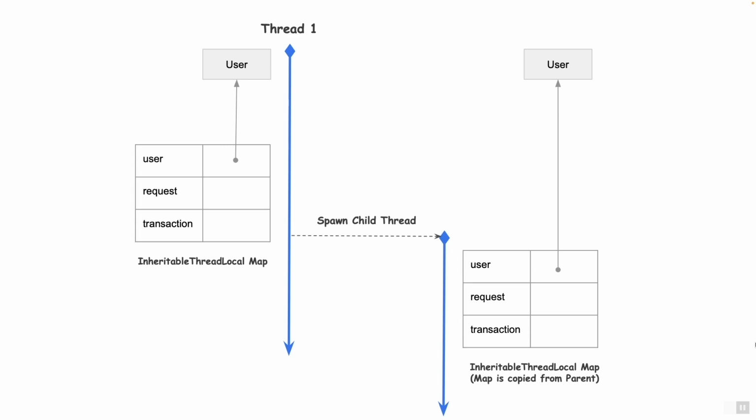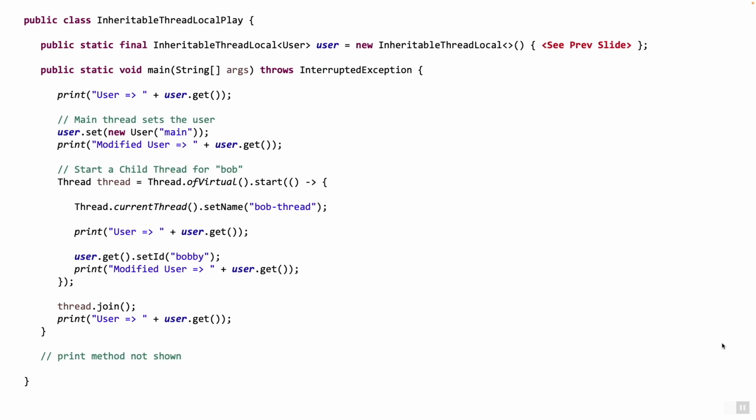What happens if we run our example with this new way of creating the inheritable thread local object? Now here's the same inheritable thread local play class, but with the new way of constructing the object. It has a default value which returns an anonymous user, and it also has a child value which returns a new copy of the user object. The output would be the following.